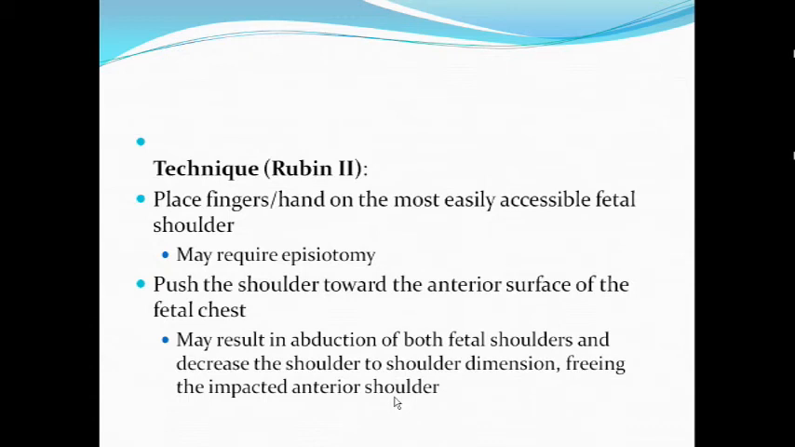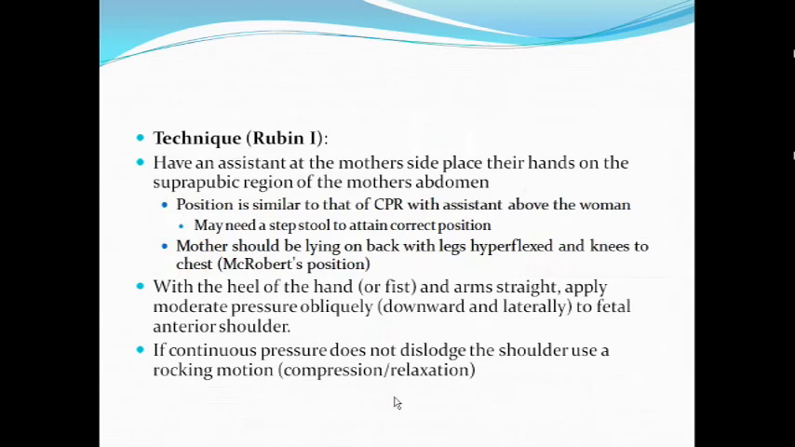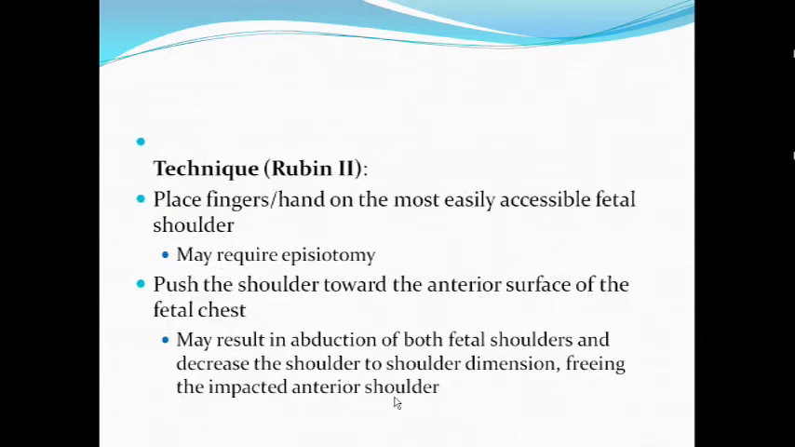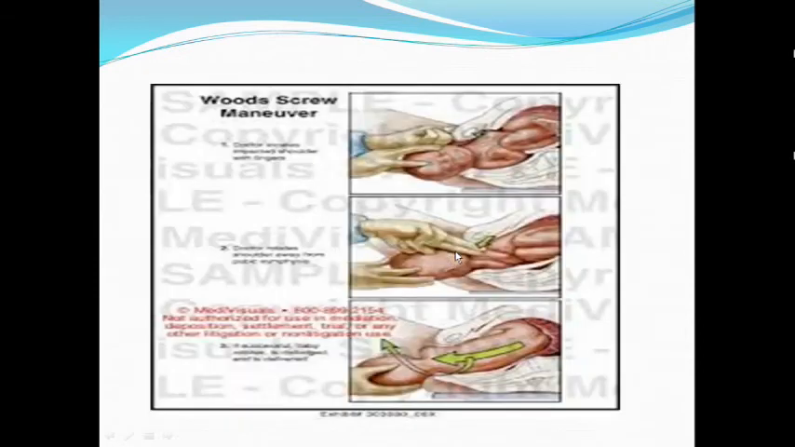Okay, what happened? Sometimes this maneuver is also not working. The baby is so stuck that you are not able to change the position. You are not able to do anything. It's so stuck. Then what will you do? Okay, this is the Rubin's technique that I have told you: as you see, the two fingers are behind the back in the shoulders and pushing towards the chest. That is the Rubin's 2 technique.